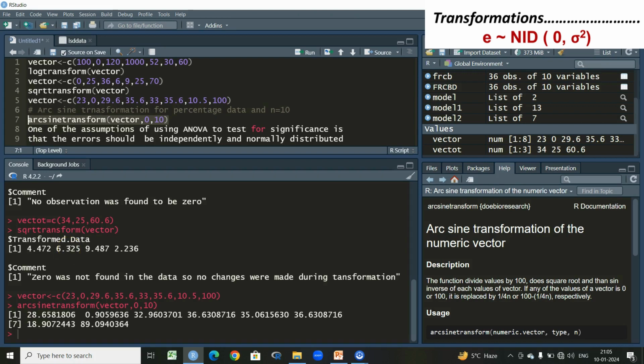The idea behind this transformation is to stabilize the variance. But even if after this transformation your data is not normalized, or the data does not follow the normal distribution, or is not independently or identically distributed, then you have to use an alternative to these traditional statistical procedures, which are parametric in nature. Then you have to use the non-parametric test.